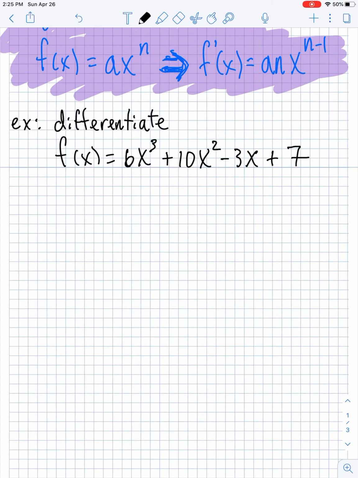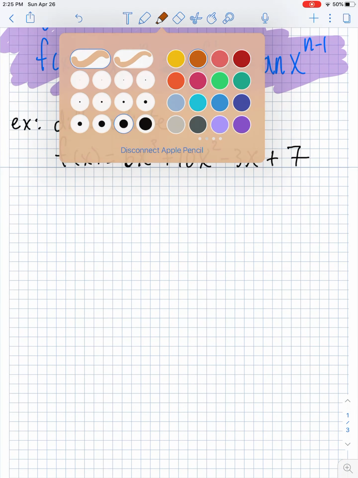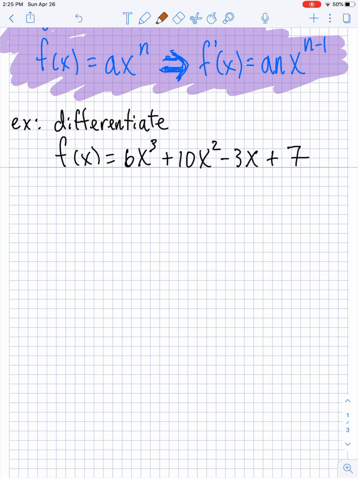All you have to do is run the power rule on these little algebra chunklets that are happening here. Can't believe you just laughed because I said chunklet. Very immature. This first algebra chunklet is 6x cubed. The second one is 10x squared. The third one is negative 3x. And the last one is positive 7.